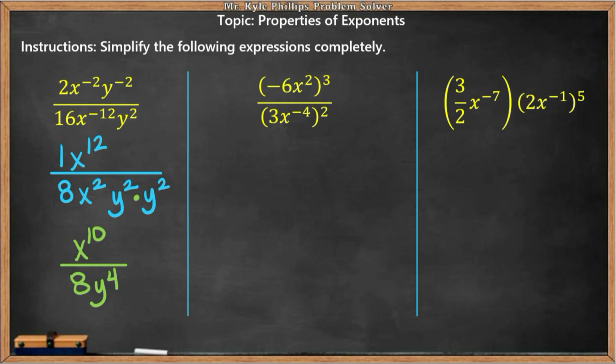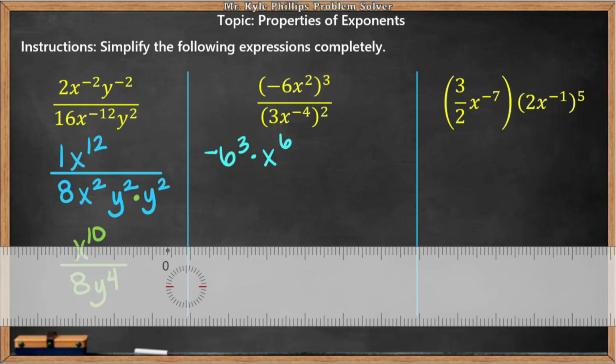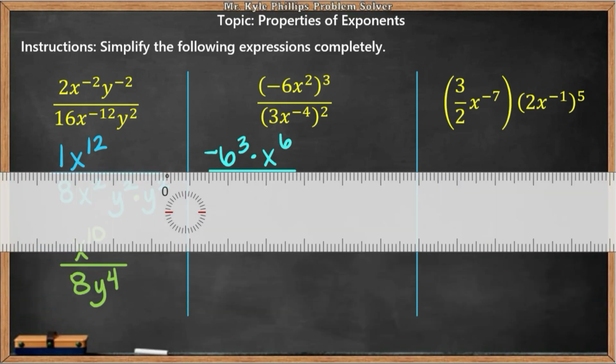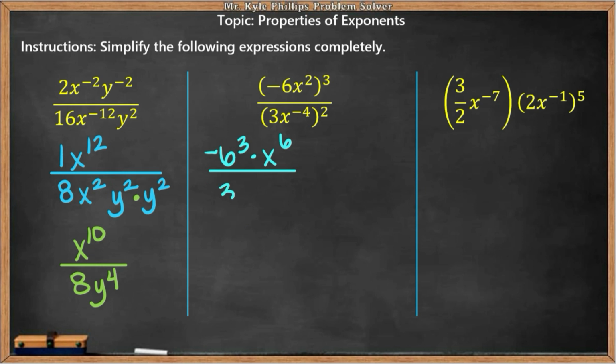Here we're going to have negative 6 cubed times x. This is 2 times 3. So that's going to be 6. This will all be over 3 squared times x to the negative 8. Remember, with the power property, you multiply your values. You only add the exponents when you're multiplying. All right? So here I'm going to simplify as much as I can.